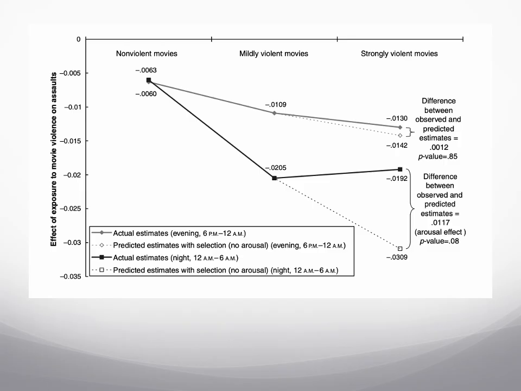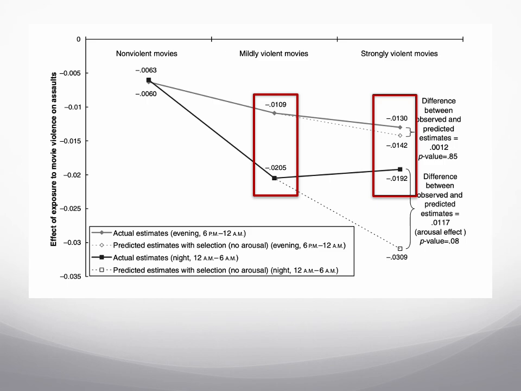And the thing I want to draw your attention to are these bars that we see for the mildly violent and strongly violent movies relative to the non-violent movies. And the y-axis here is the decrease, or what the actual crime estimates are at these different points in time. They're showing you actual versus predicted. You don't have to worry so much about that. But the point here is there are two different lines for different periods of time. So it's in the evening, around when people might be watching those movies, between 6 p.m. and 12 a.m., and then also after the movie might have been viewed, from 12 to 6 a.m.